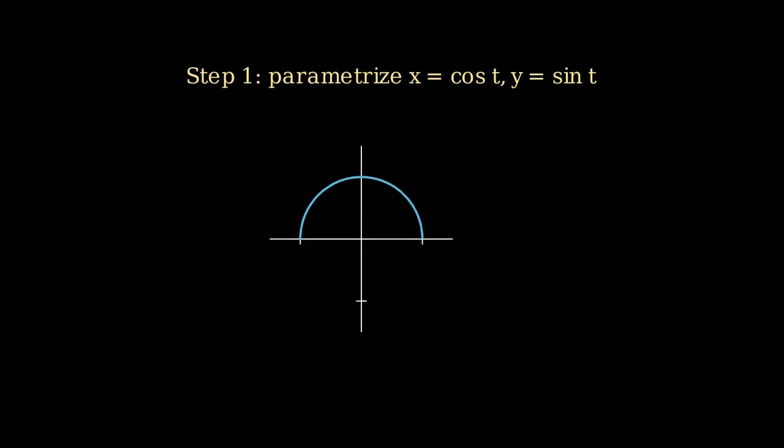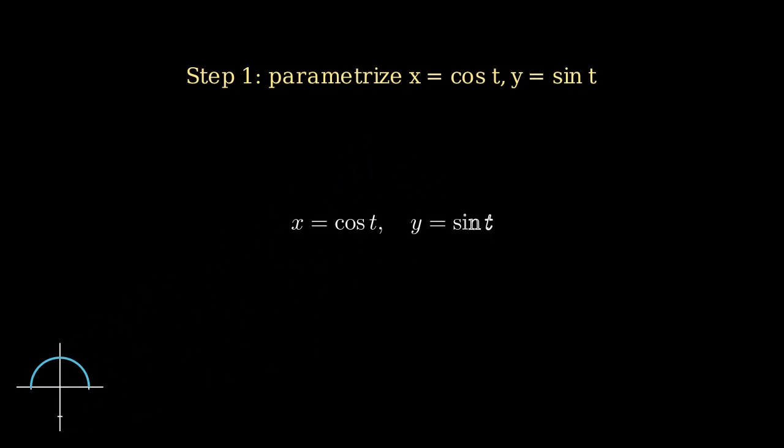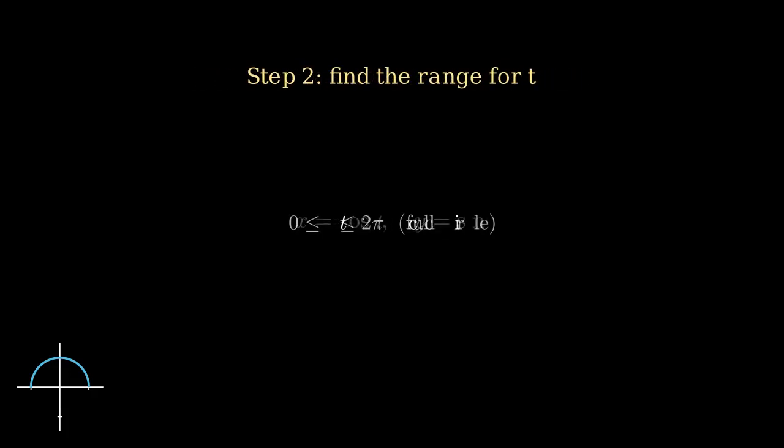Step 1. Since we're on a circle, we use the standard circle parametrization. Let x equal cosine of t and y equal sine of t. Step 2. We need the range for t. A full unit circle would run from t equals 0 to t equals 2pi. But since we only want the upper half, t runs from 0 to pi.